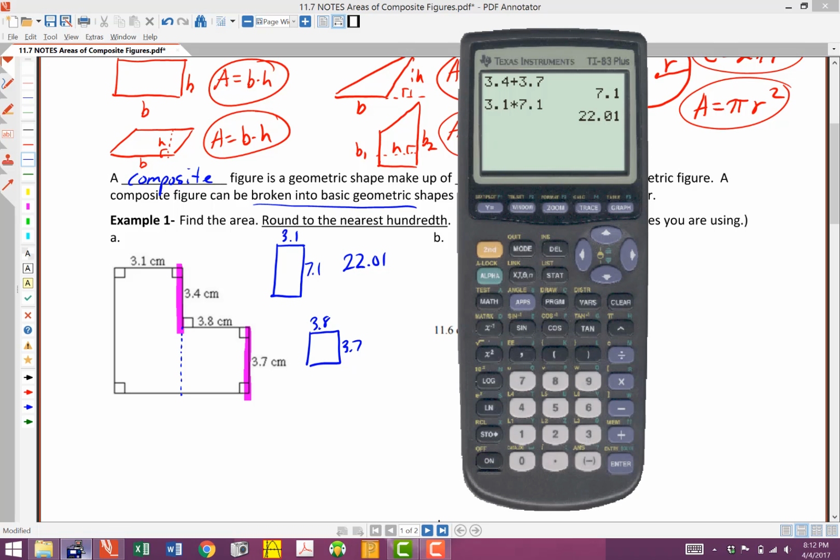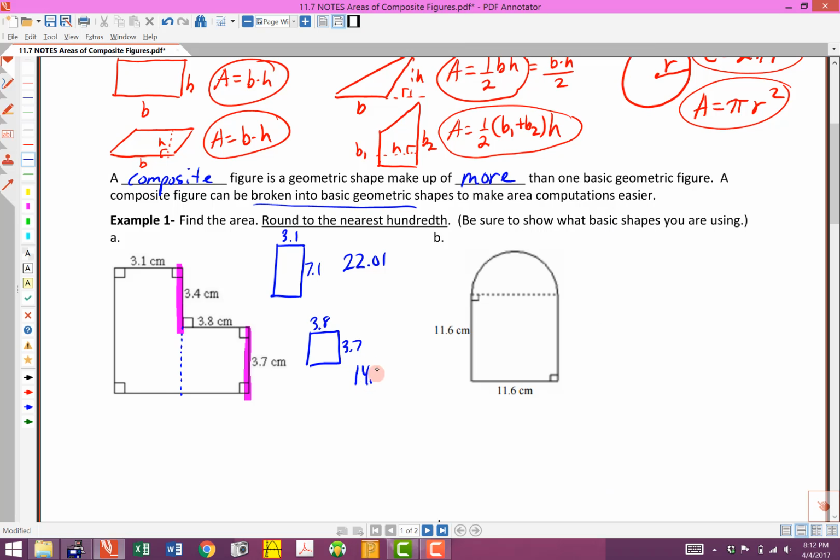And notice we're already rounded to the nearest hundredth, and then we're going to have 3.8 times 3.7. So we'll do the 3.8 times the 3.7. There's the base times the height there. So this is going to be 14.06. You'll notice that I haven't kept track of the units very well. This is centimeters, centimeters, centimeters. So this is centimeters squared, and this is centimeters squared.